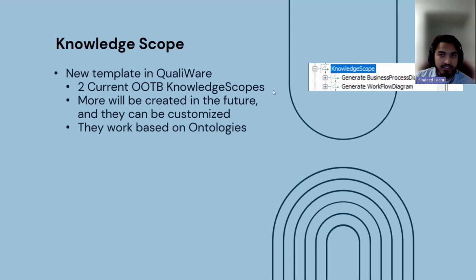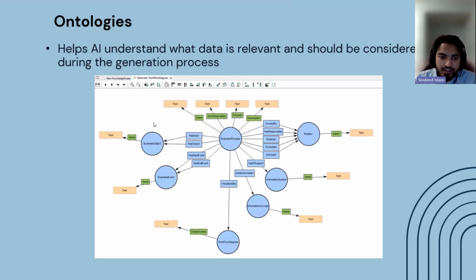They should work as is out of the box, but there may be some issues with the knowledge scope, and QualiWare is working on getting that documentation updated. And how these work is they work based on ontologies, where they see how a business process may call upon different aspects, for example, a short description or a name, a purpose, description, whatever it may be. These can be defined by users.